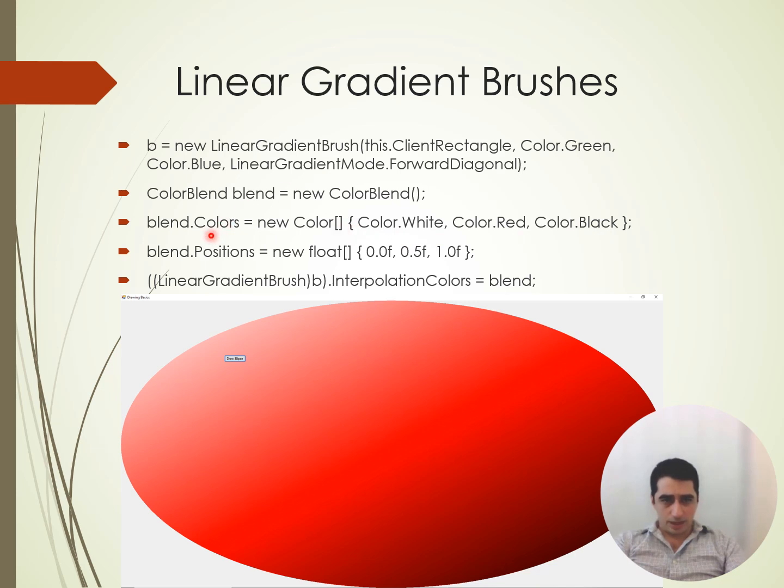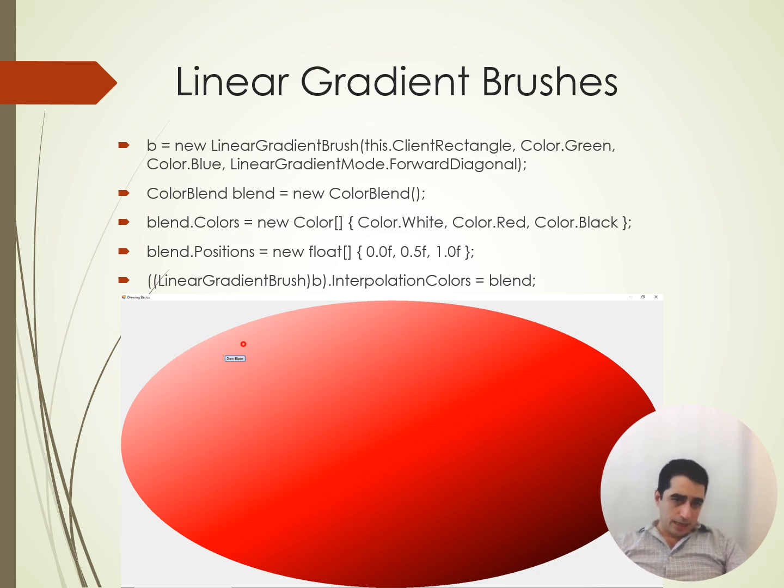I have assigned this array to the blend.colors, which is basically an array of colors, and I have set the positions equal to a new array of floats, 0, 0.5, and 1. And then I have used this blend to update the linear gradient brush that I have made, that interpolation colors. So by doing this code, I have specified that I want my brush to fill this ellipse in the way that it follows a forward diagonal shape, as you see.